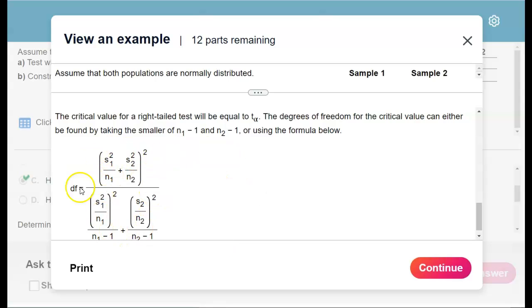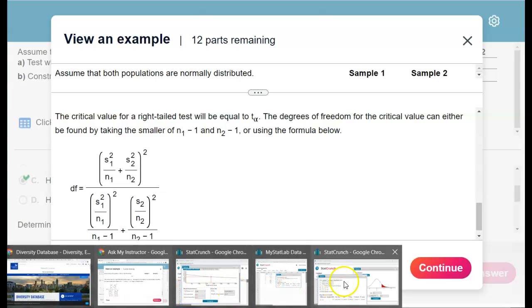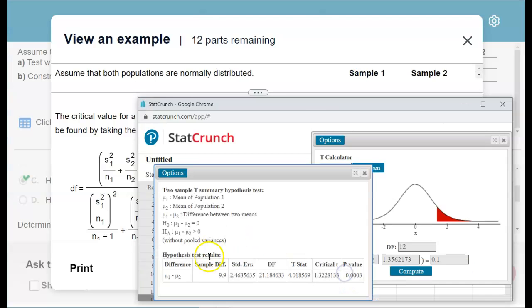If you had used this degrees of freedom calculation to calculate it, then you get the number that showed up in our output from doing the hypothesis test, this critical value. Again, either one of these would be marked as correct when you're typing your answers into MyLab Statistics.